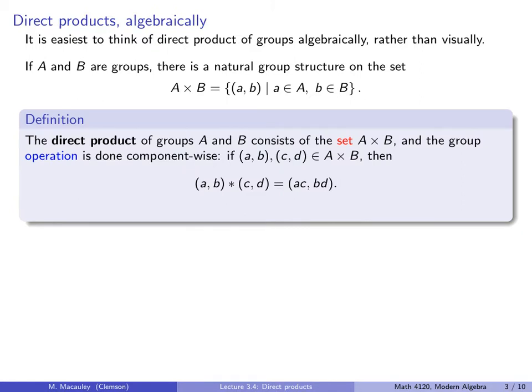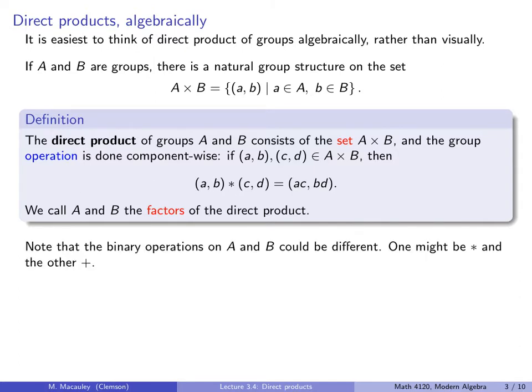Well, here's the answer. The direct product of groups A and B consists of the set A cross B, that's the Cartesian product, a set of all these, and the group operation is done component-wise. So if (a, b) and (c, d) are elements in the Cartesian product, then (a, b) multiplied by (c, d) is just (ac, bd). We call A and B the factors of the direct product.